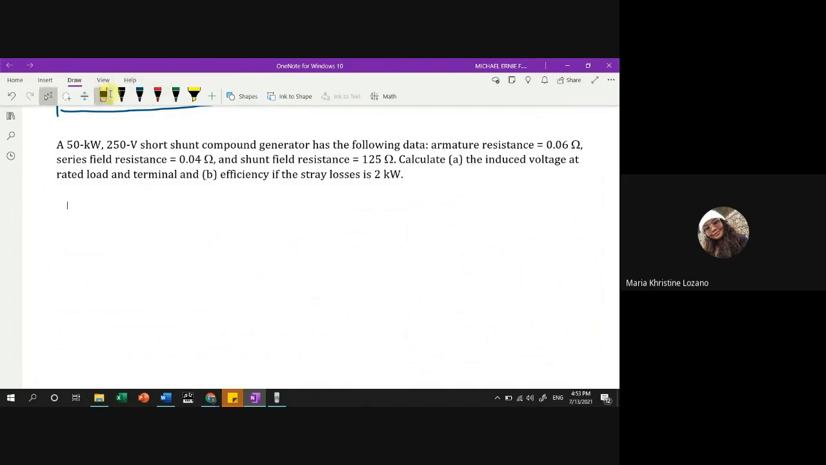Sige. Okay. Last problem tayo. So, yung last problem natin is a short shunt compound generator. Okay, so we have a 50 kilowatts, 250 volt short shunt compound generator. Has the following data. Armature resistance is 0.06 ohms. Series field resistance is 0.04 ohms. Shunt field resistance is 125 ohms. So, we need to calculate for the induced voltage at rated load and terminal. And we solve for the efficiency if the stray load losses is 2 kilowatts. Okay? Stray is 2 kilowatts.